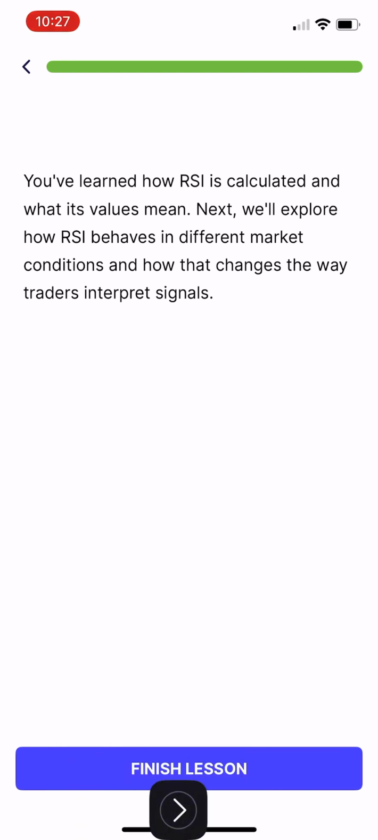You've learned how RSI is calculated and what its values mean. Next, we'll explore how RSI behaves in different market conditions and how that changes the way traders interpret signals.